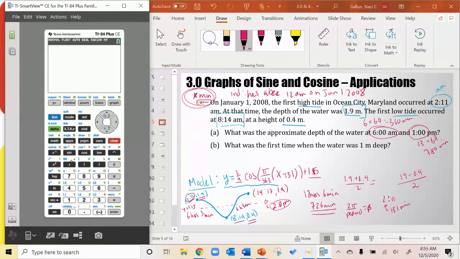So I'm going to go ahead and plug in these values, right? So I've got 3/4.